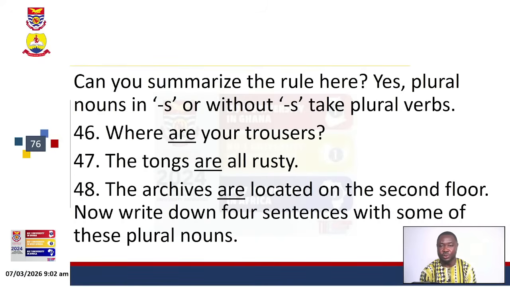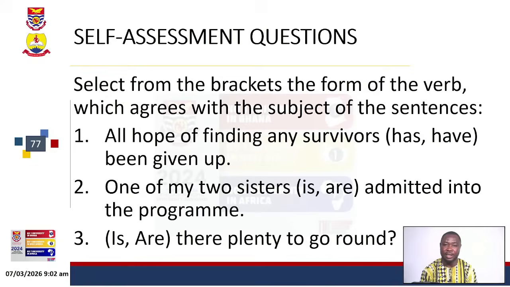Where are your trousers? Trousers is the plural noun. The tongs are all rusty. Tongs is the plural noun, and that is why it is choosing are. The archives are located on the 2nd floor. Archives is the plural noun. It is choosing the plural verb are. Can you write down 4 sentences with some of these plural nouns? And can you do these self-assessment questions?